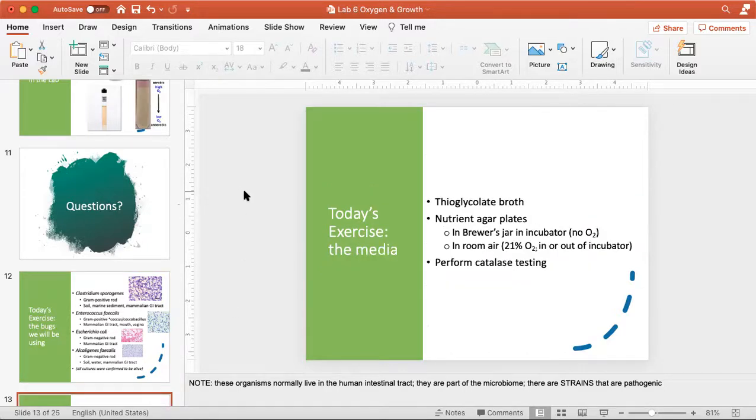So we've got thioglycolate broth today. We've also got some nutrient agar plates because we want to put the cells onto plates so we can use the Brewer's jar. We will make 2 nutrient agar plates for each organism. So one can go into the Brewer's jar and one can stay out of the Brewer's jar, in other words, and just go in the incubator. And the last thing we'll do is some catalase testing.